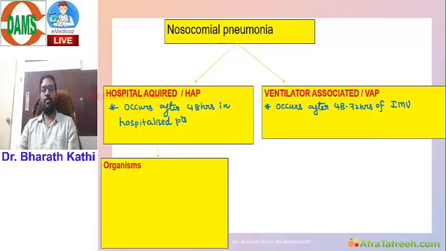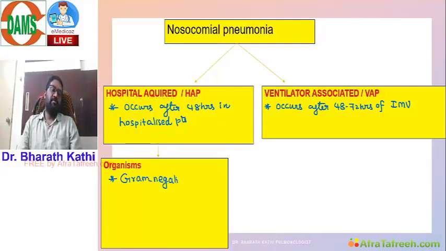Then who are the common culprits? For hospital acquired pneumonia, most common will be gram-negative bacilli. And if they ask you a single organism, it has to be MRSA, methicillin resistant Staph aureus.